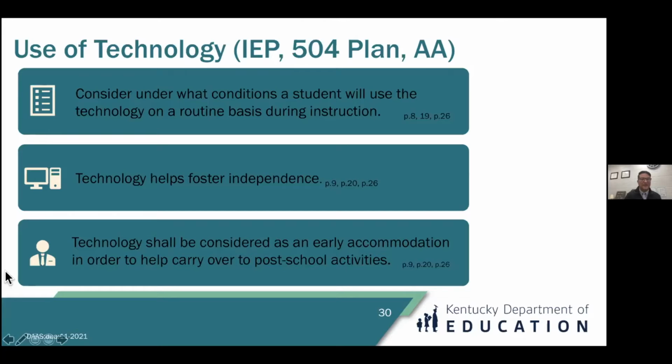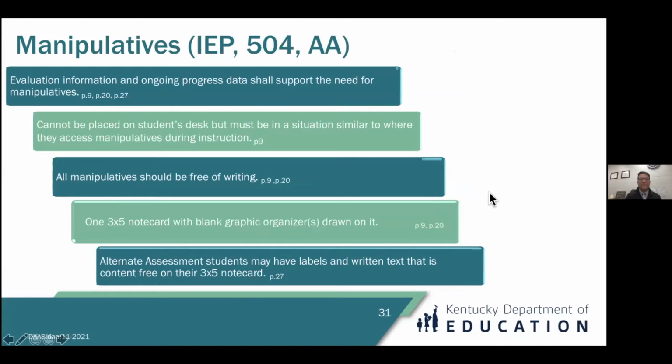So on the next slide, it talks about manipulatives. And manipulatives are interesting. They can be used for IEPs and 504s and alternate assessment. Evaluation information and ongoing progress data shall support the need for manipulatives. They cannot be placed on a student's desk, but must be in a situation similar to where they can access the manipulatives during instruction. So you wouldn't put it right on their desk, but you would put it in a location where they could get to it. And any pointing out of any particular way of using that would be inappropriate.